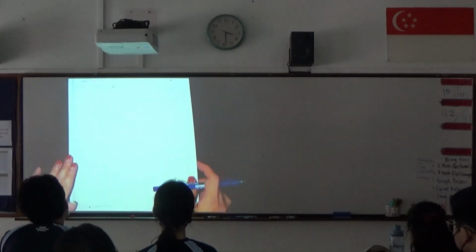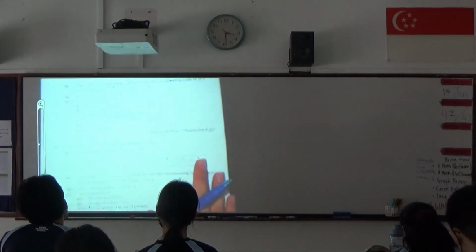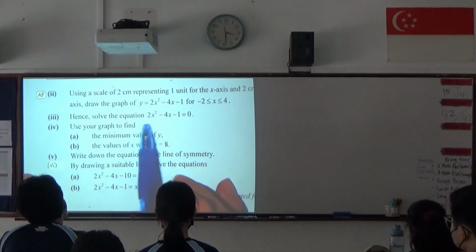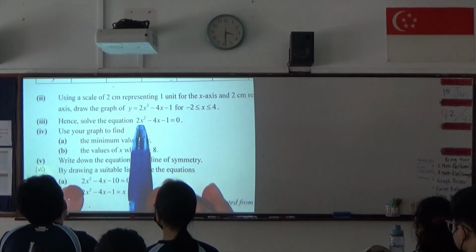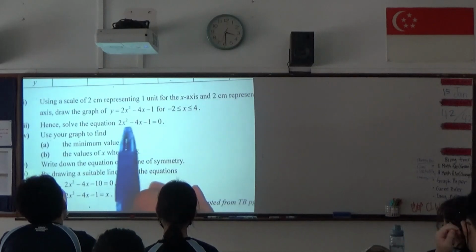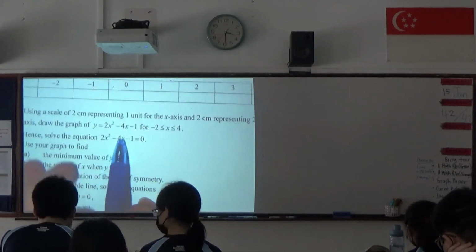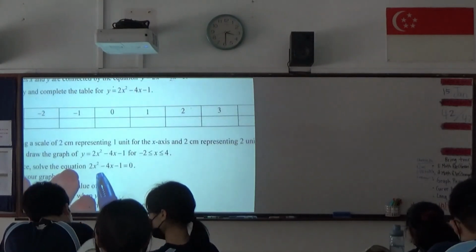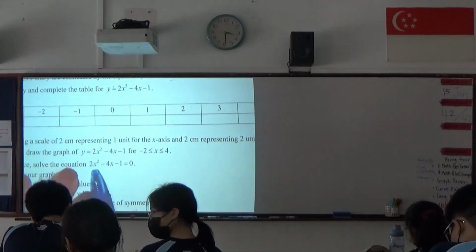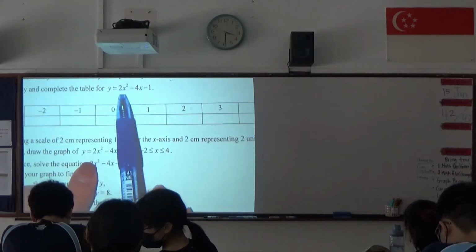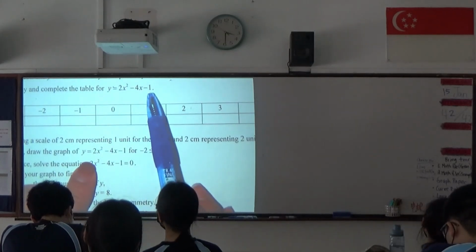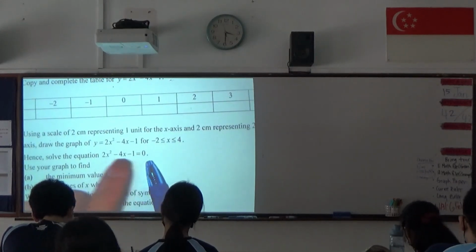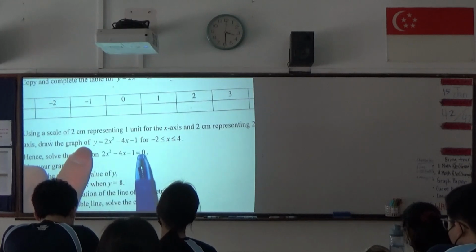Our focus for today is solving the rest of the questions given in the notes that I've given you. So looking at part 3, we want to solve the equation 2x squared minus 4x minus 1 equals 0. Last week, before I started the topic itself, we came to an agreement that when I want to solve a quadratic equation, if I'm drawing the graph, in this case 2x squared minus 4x minus 1, and having it set equal to 0, it means that I substituted y to be equal to 0.